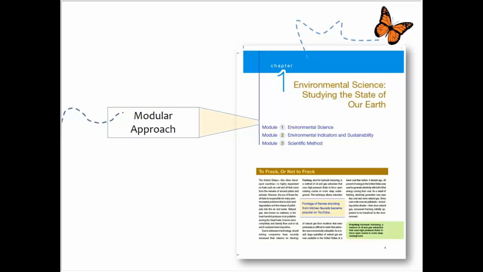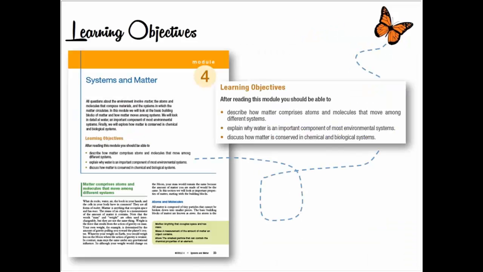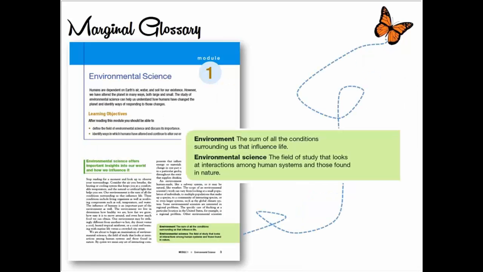Next slide, please. We put learning objectives, and we said that after reading each module, you should be able to do certain things. Explain why water is an important component of most environmental systems, for example. Next slide. We put a marginal glossary, so it's right there at the bottom of each page. Any new words that have shown up on that page are highlighted and defined right there. And then they're in the glossary at the end of the book as well.